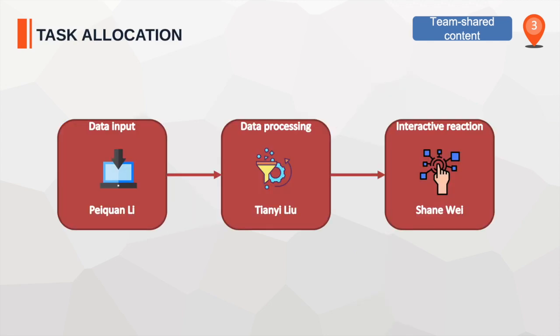Now I will introduce the task allocation in our team. I will be in charge of the data input. Tianyi will be focusing on data processing, and Shan will be working on interactive reactions as data output.